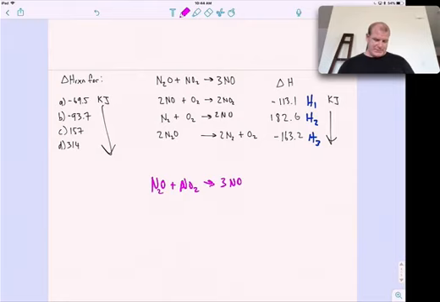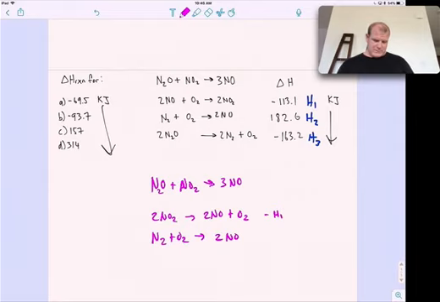And let's see here. So we're gonna flip the other one. 2NO2 going to 2NO plus O2. And this is minus H1. And the other one, NO is the other way. Oh wait, we want to leave that one the same. We want to keep that one as is. N2 plus O2 makes 2NO.